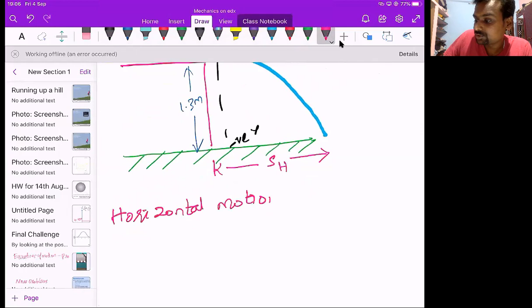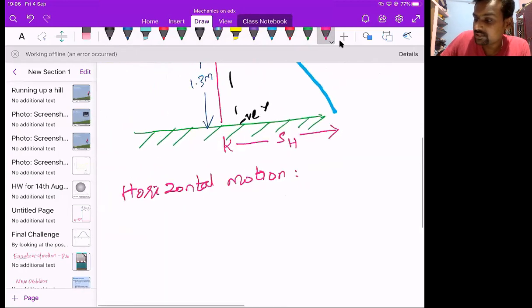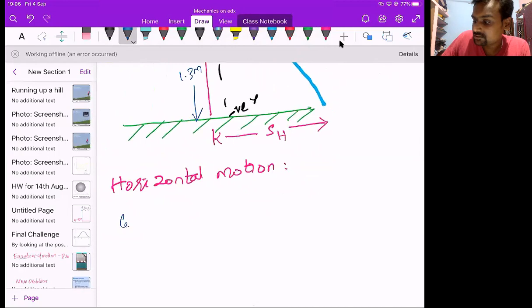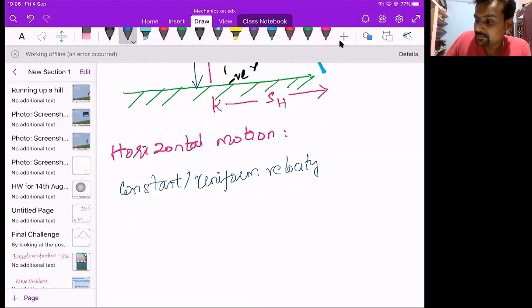So what is the horizontal motion? What kind of motion does it undergo in the horizontal direction? It's constant or uniform velocity. So the speed, I'm representing it with VH, H representing horizontal, V representing the velocity in the horizontal direction. Speed versus velocity doesn't make any difference because in the horizontal direction the speed is not going to change. They're both the same. No difference in the speed, no difference in the velocity.